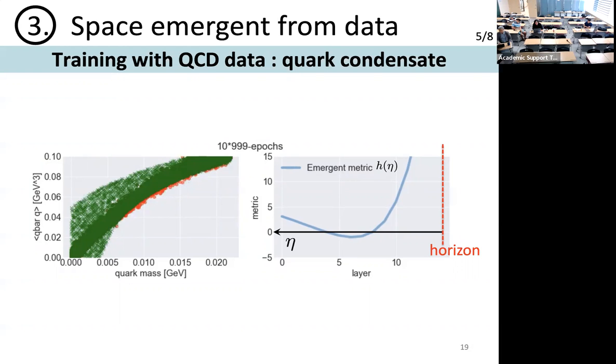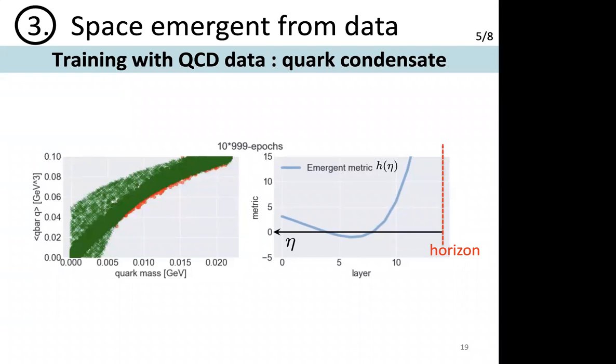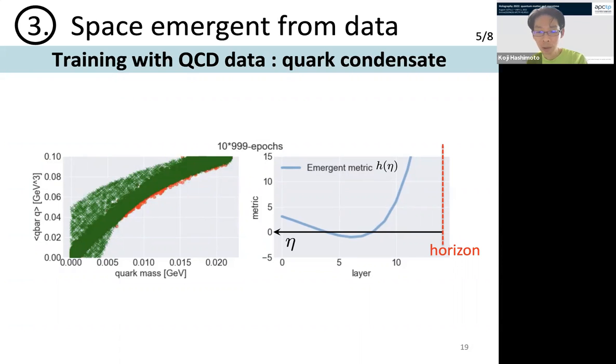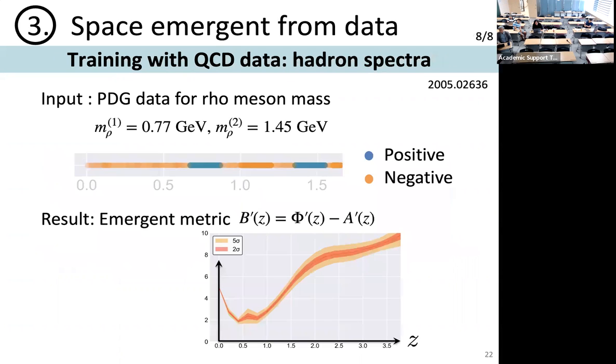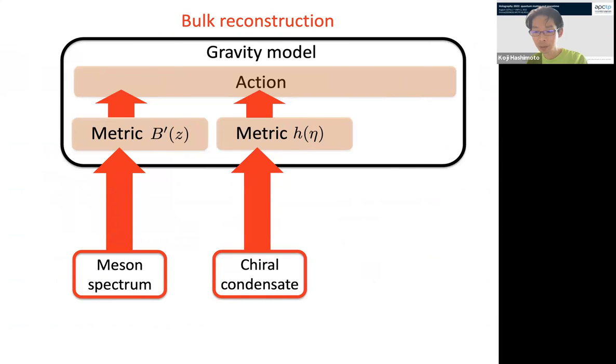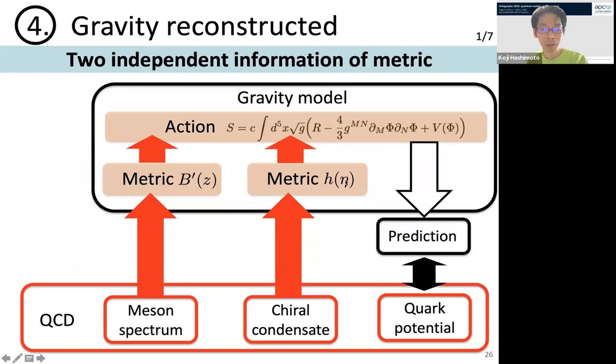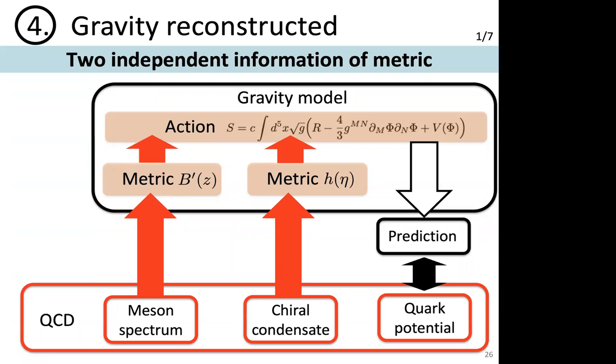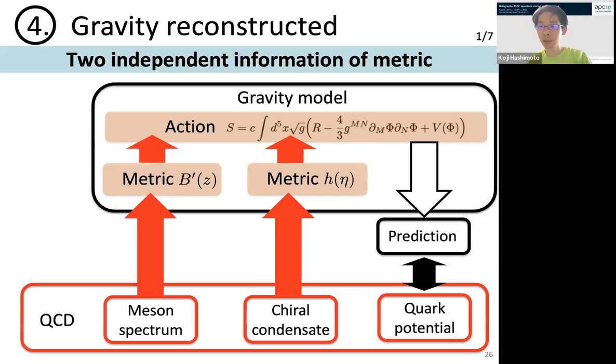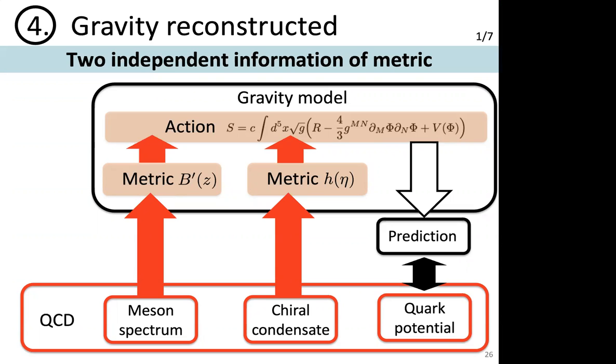I see. So after you found the optimized solution, did you try to find some gravitational action whose solution has a similar behavior? Yeah, that is what I did in section 4. From this metric, which deep learning found, I determined the gravity action, in particular this dilaton potential. I see. So at this level, you don't need to use this deep learning, right? Right. This is just solving the equation of motion inversely. Thank you for the clarification.